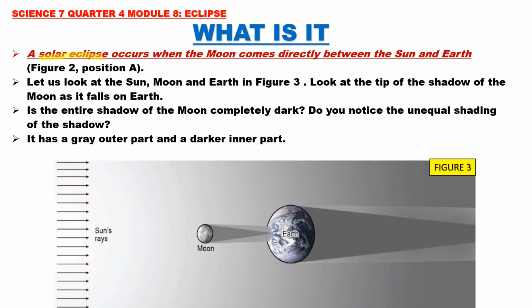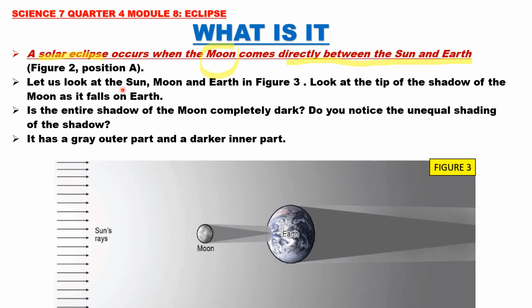A solar eclipse occurs when the moon comes directly between the sun and Earth. Sometimes, when the moon orbits the Earth, the moon moves between the sun and Earth. When this happens, the moon blocks the light of the sun from reaching Earth. This causes an eclipse of the sun or a solar eclipse. During a solar eclipse, the moon casts a shadow onto Earth. Solar eclipses happen only during a new moon, when the lunar orb moves between the sun and Earth.